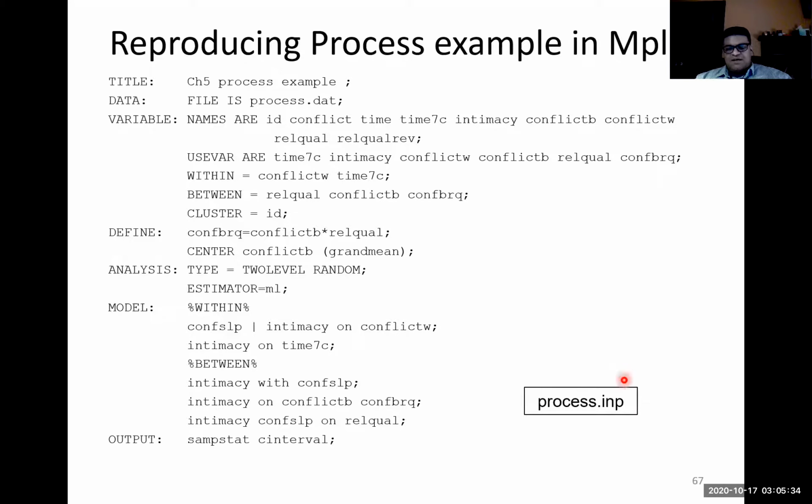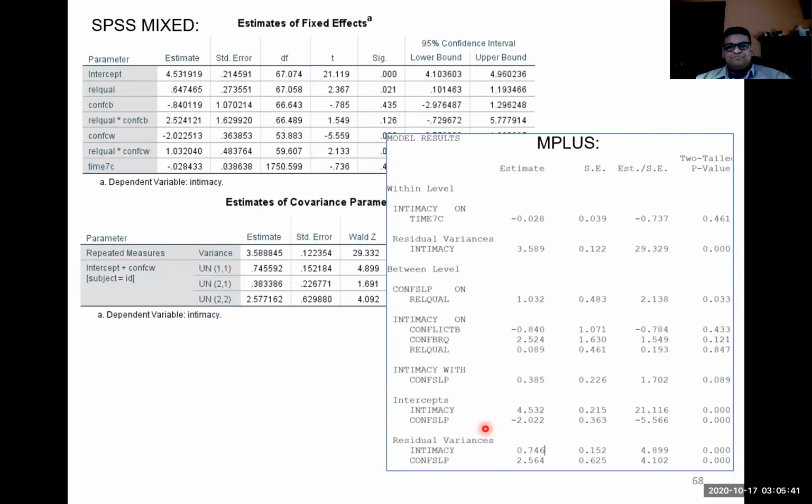So this, again, on the website for the book is called process.inp, chapter 5. Here's a comparison of the SPSS mix and M+ syntax. For ease, and because there was no autocorrelation effect, we're making the comparison of the two without any residual autocorrelation. And the thing to notice is that the fixed effects are essentially bang on, pretty much exactly out to 3 decimal places.